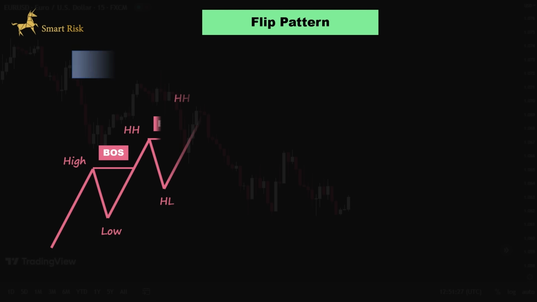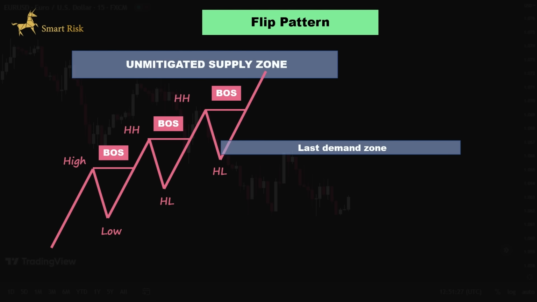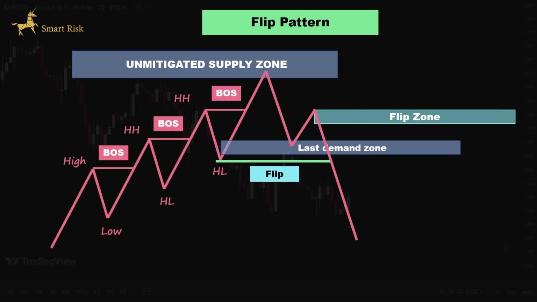Imagine we have a bullish market, where price has created a series of higher highs and higher lows. To have a valid flip pattern, first, price must get rejected from a higher time frame supply zone. Next, it should test the last demand zone, be pushed to the upside, and show a rejection. But price should not create a new higher high and must break through the last demand zone, which is tested once, and leaves a supply zone behind, which we call the flip zone.